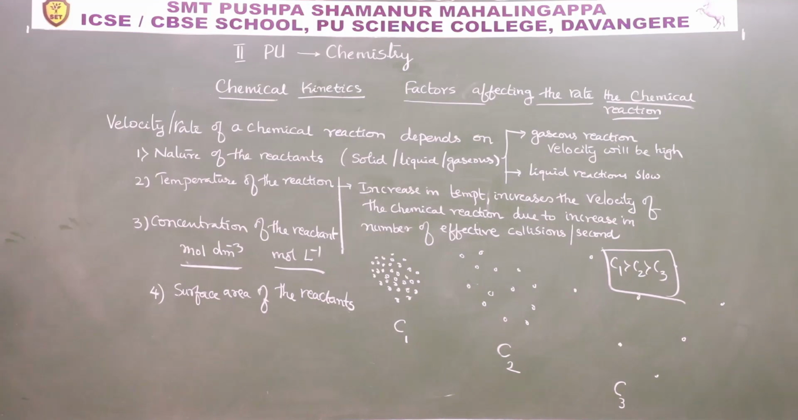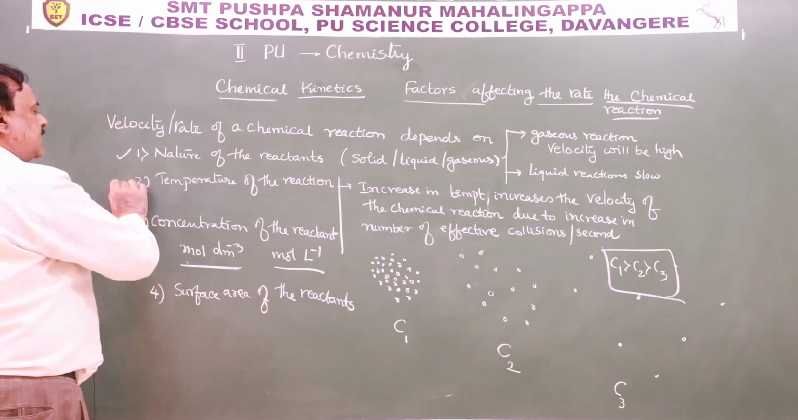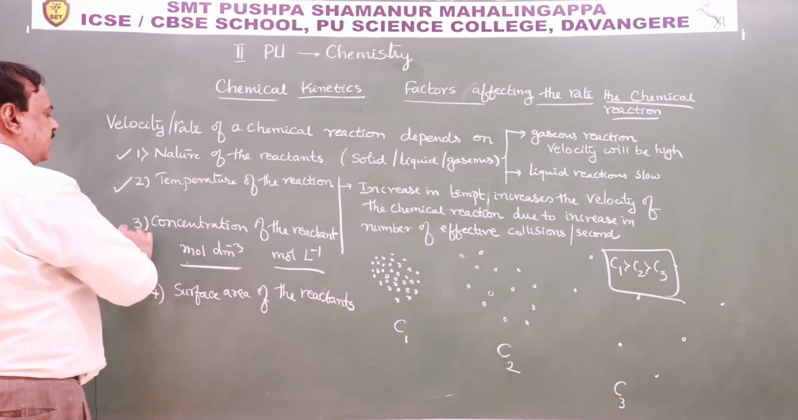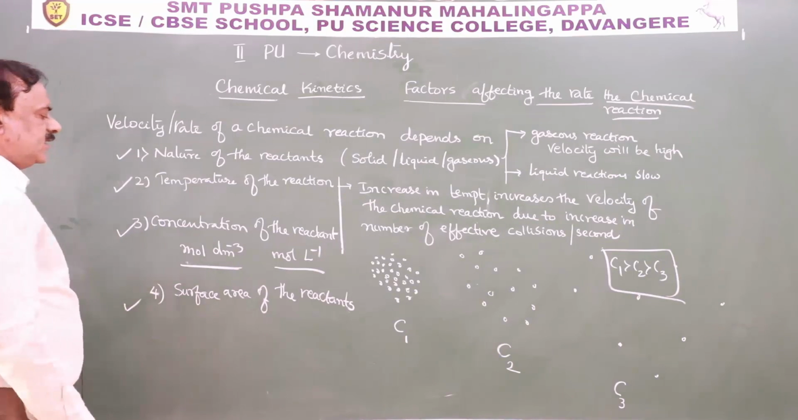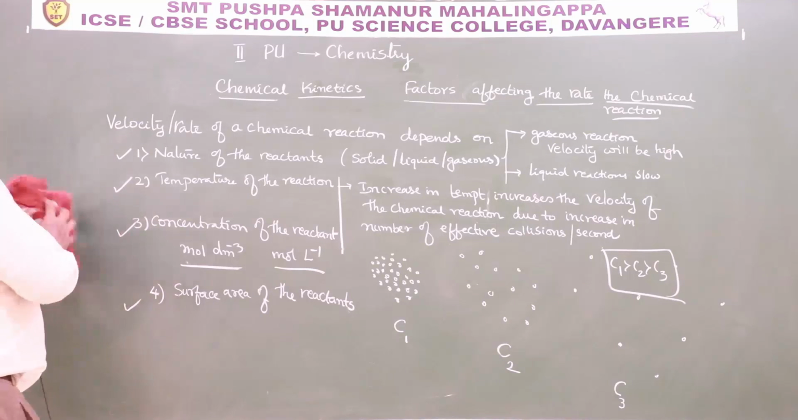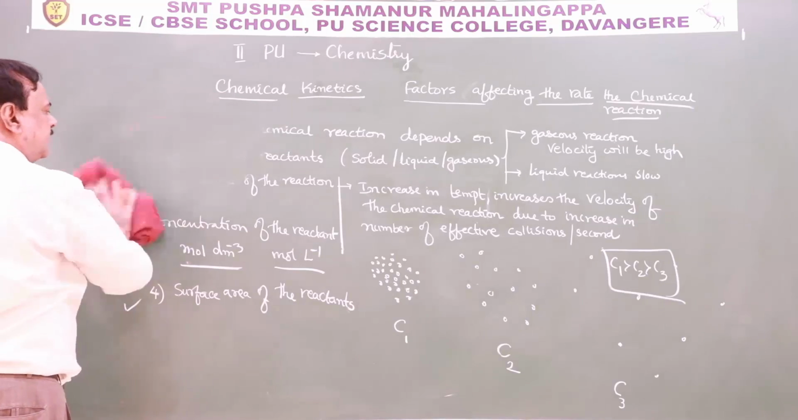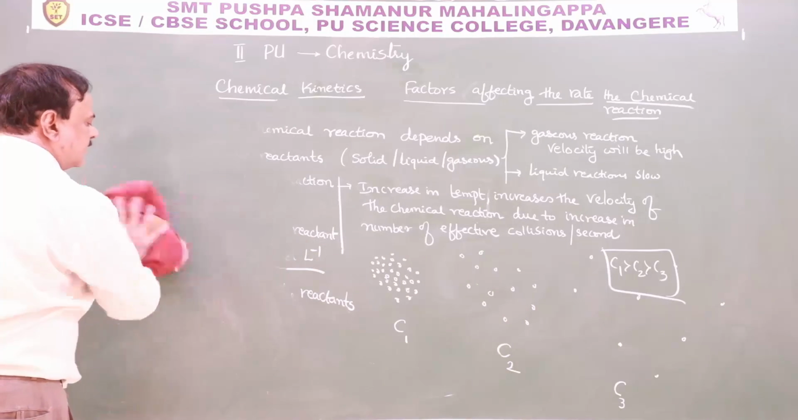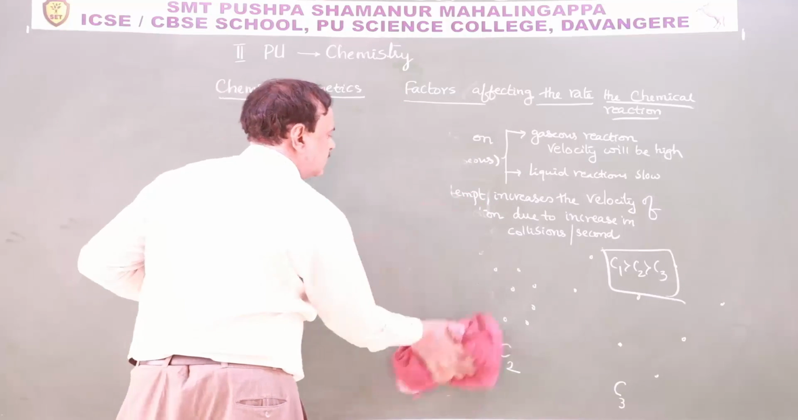Therefore, what are the various factors that influence the velocity of the chemical reaction? Nature of the reactants, temperature of the reaction, concentration of the reactants, surface area of the reactants, and also in some cases a catalyst. A positive catalyst also influences the velocity of the chemical reaction, because a positive catalyst increases the rate of the chemical reaction.